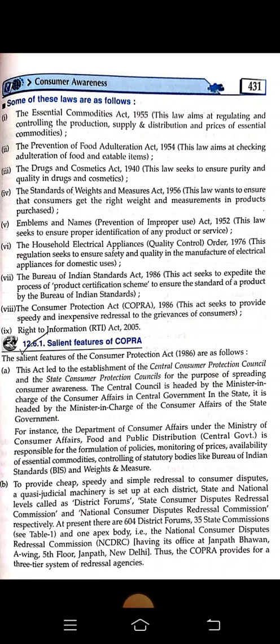Second, to provide cheap, speedy, and simple redressal to consumer disputes, a quasi-judicial machinery is set up at each district, state, and national level, called the District Forum, State Consumer Disputes Redressal Commission, and National Consumer Disputes Redressal Commission, respectively. At present, there are 604 district forums, 35 state commissions, and one apex body, that is the National Consumer Disputes Redressal Commission.